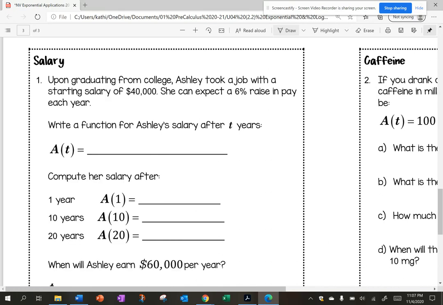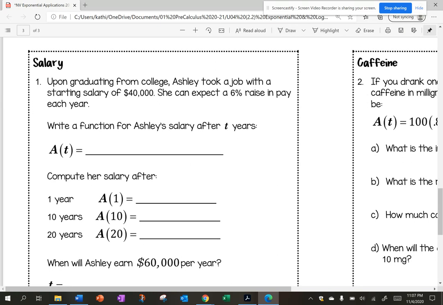Okay, first example. Upon graduating from college, Ashley took a job with a starting salary of $40,000. She can expect a 6% raise in pay each year. So $40,000 is my initial amount, so that's called A sub 0. Since we're getting a raise, I know I have a growth. So my rate is 6%, which is 0.06 as a decimal. So my b, when I add 1 plus 0.06, I get 1.06 for my base.